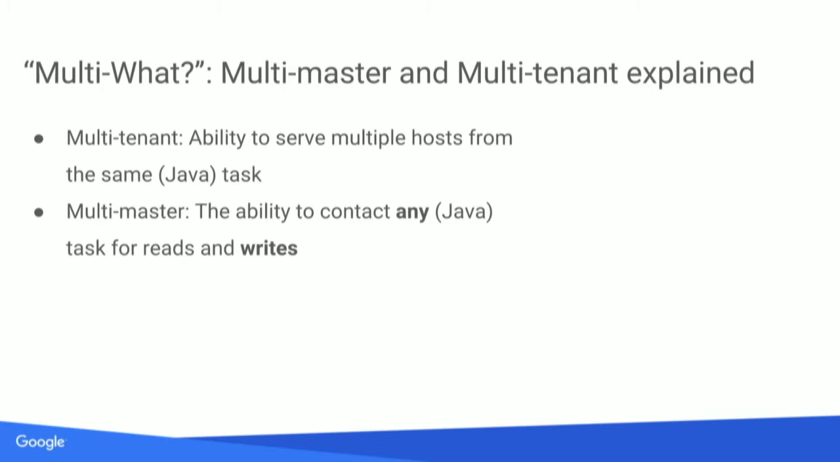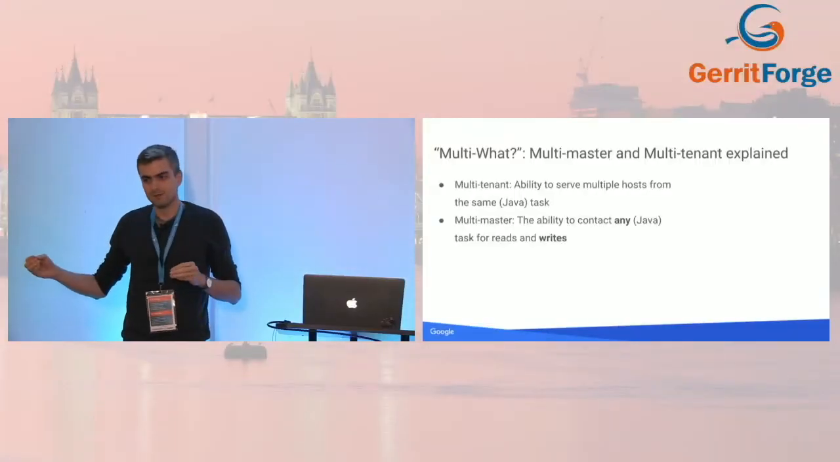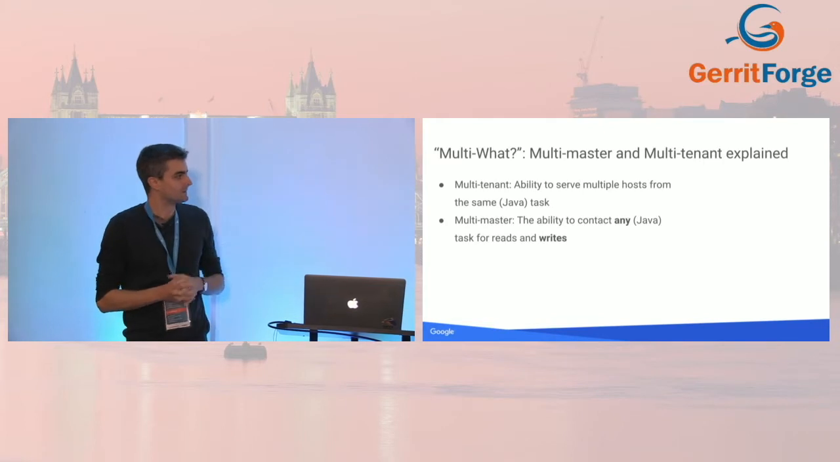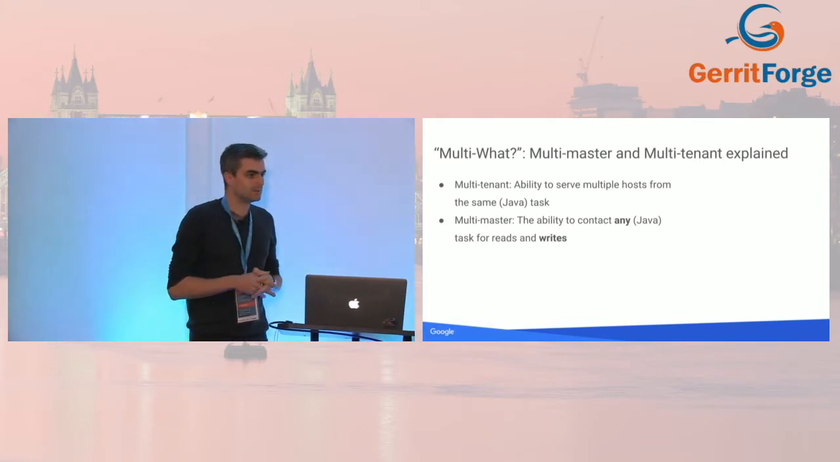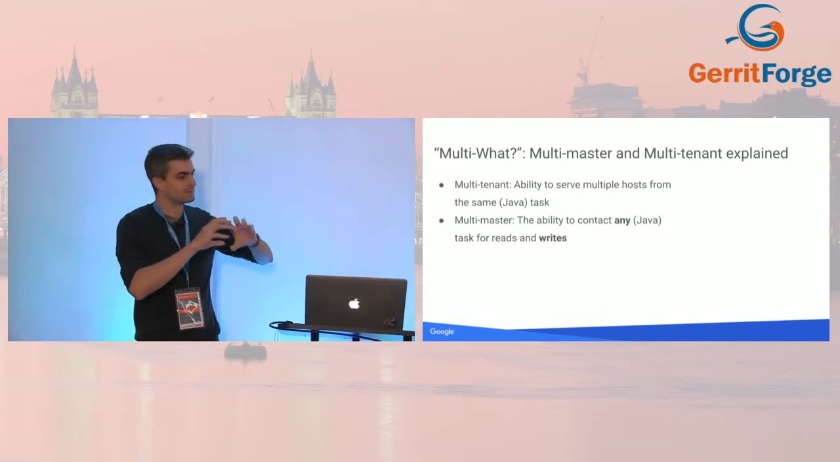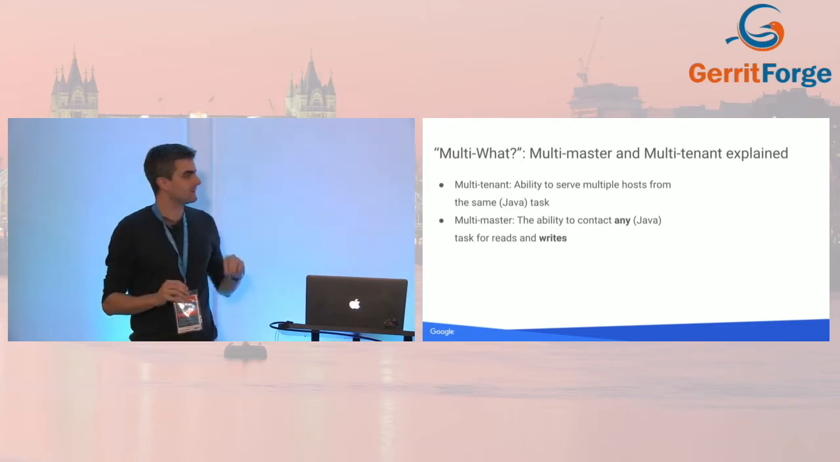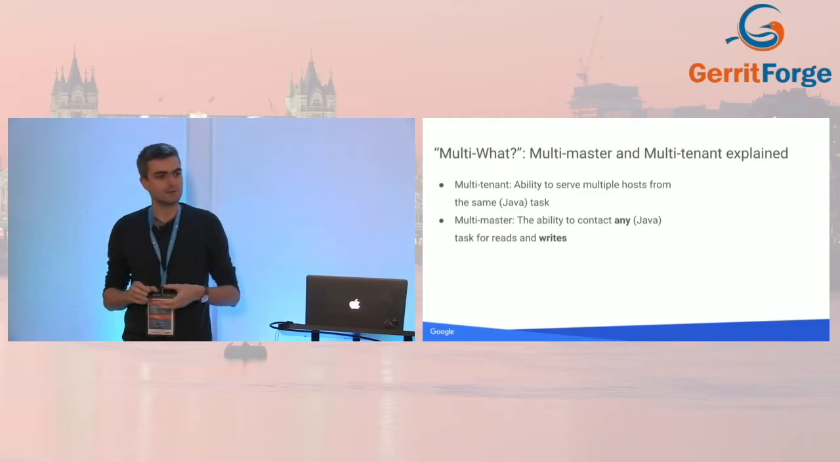So basically, you have gerrit-review.googlesource.com and chromium-review.googlesource.com, and they can technically be served from the same JVM task. Multi-master is the ability to have multiple Gerrit instances all over the world, and you can contact any of them for reads and writes. Most systems have read replicas, and that's more straightforward; the write replicas are where the juicy meat is.